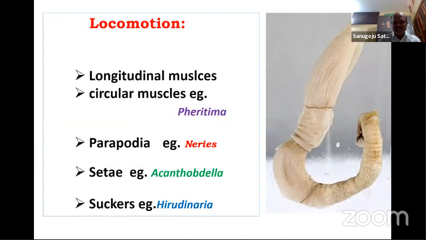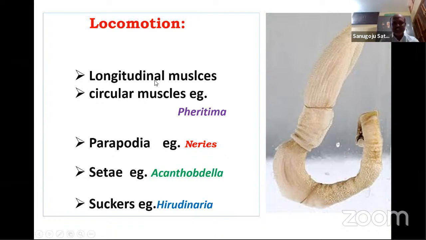And locomotion. Locomotion is nothing but earthworms or any animal moving from one place to another by the locomotory organelles which are present in the segments. The longitudinal muscles, circular muscles, parapodia and suckers are the special organs in annelids that are useful for locomotion. If we go through locomotion in detail, setae are a special type of character.